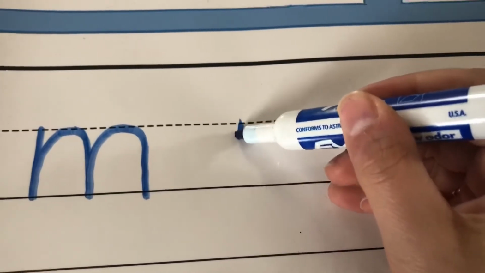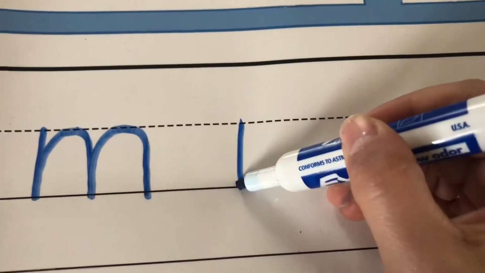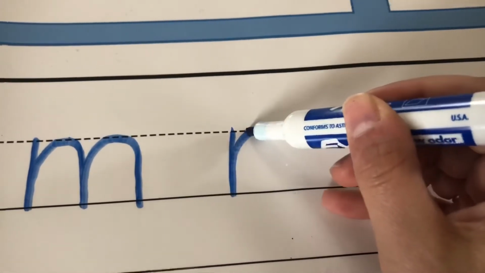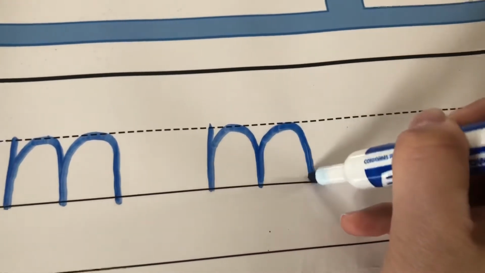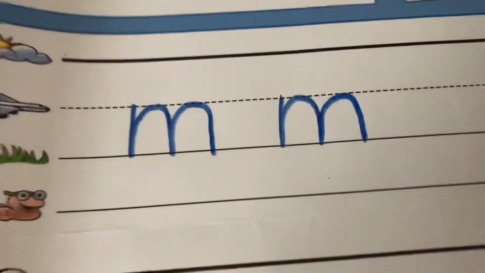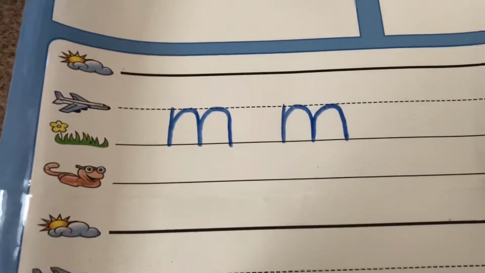Let's do that one more time. Start at the plain line, down to the grass line, back up to the plain line, make a hump, back up to the plain line, make another hump. Good job. M, man.